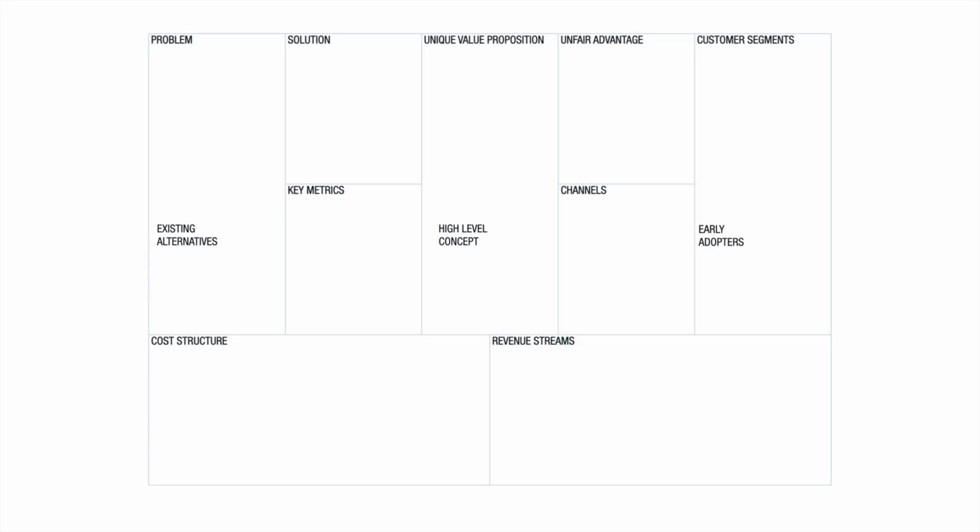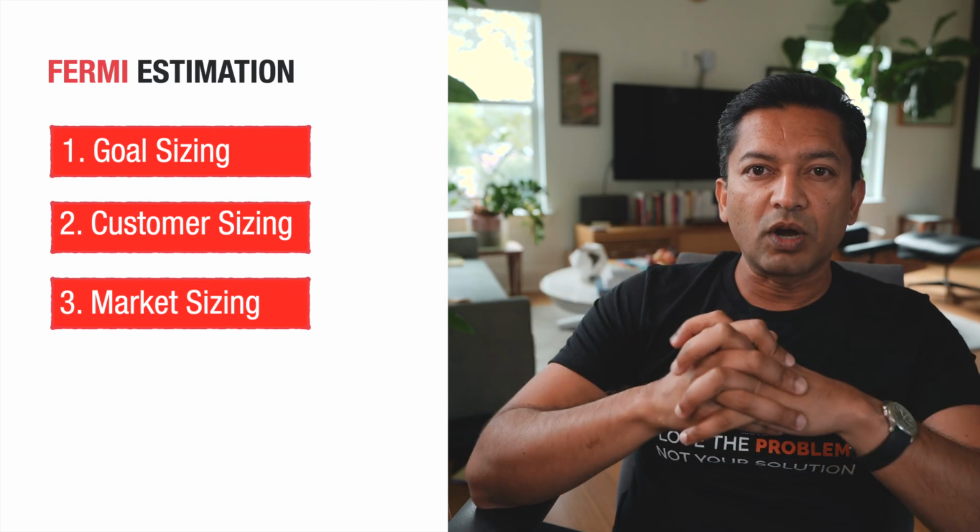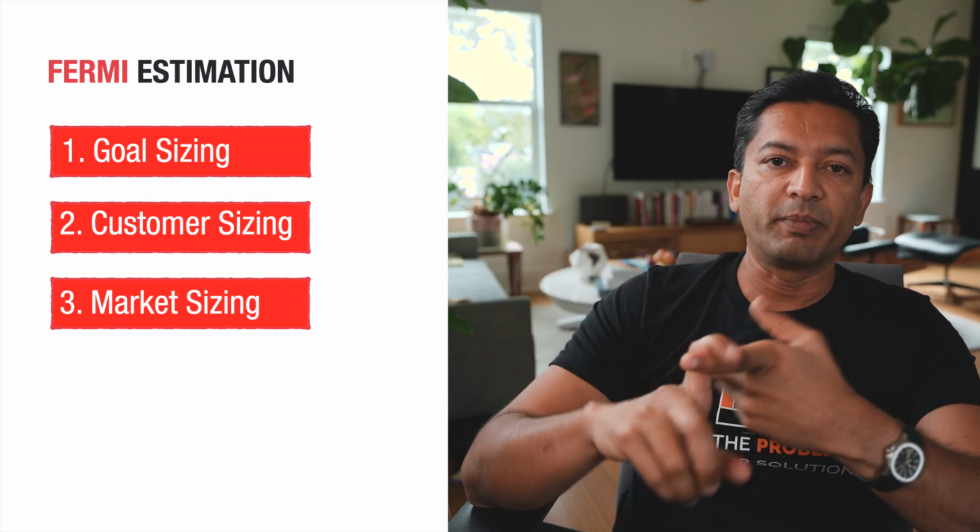To make this video more practical, let's pretend I have a $100 product targeted at SaaS companies. I already have 30 customers ready to pay now and dozens more in the pipeline. I think I can get hundreds of customers over the next 6 months and then raise a seed round. Is this idea worth pursuing? This might look like a promising idea with early traction, but let's work through the numbers using Fermi estimation.